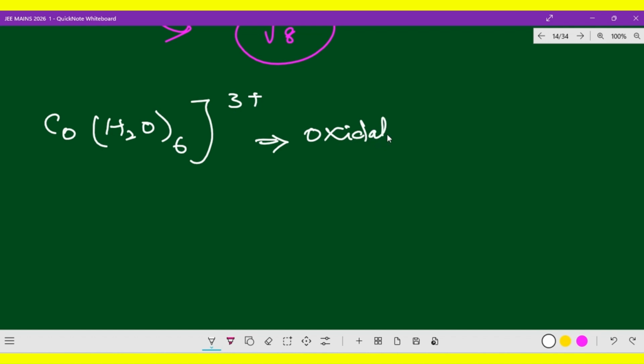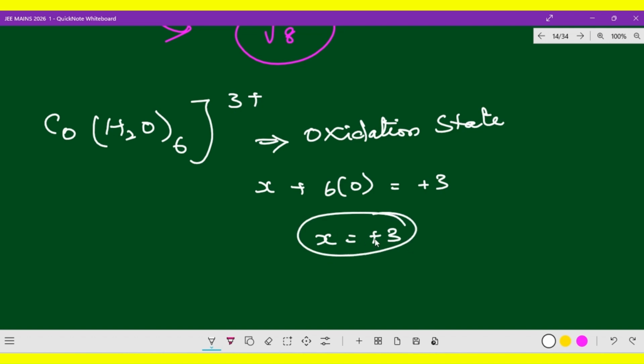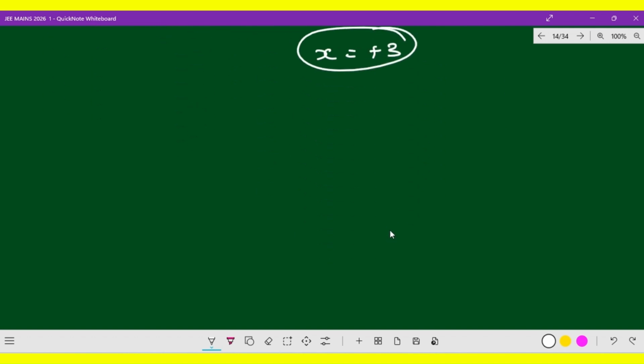So the oxidation state: cobalt X plus 6 times the ligand. H2O is a neutral ligand, right? So 0 equal to plus 3 oxidation, so X equal to plus 3 only. Now the atomic number of cobalt is 27, right? Cobalt is written like this, Co with a capital C and small o; carbonyl CO is the big one, but this is cobalt Co, the small one. Now this is 27.